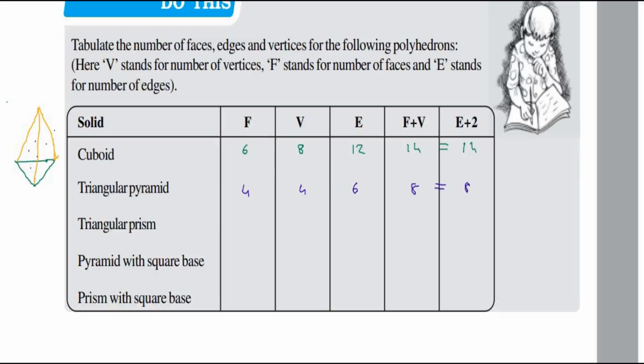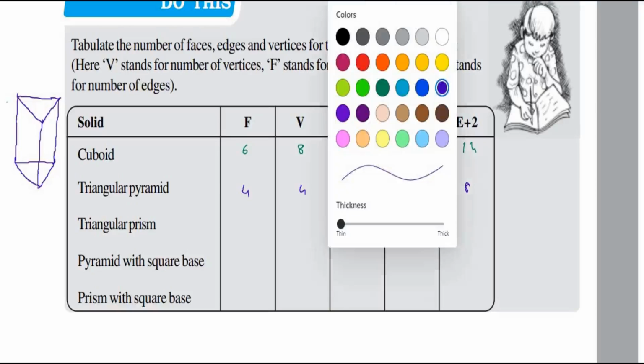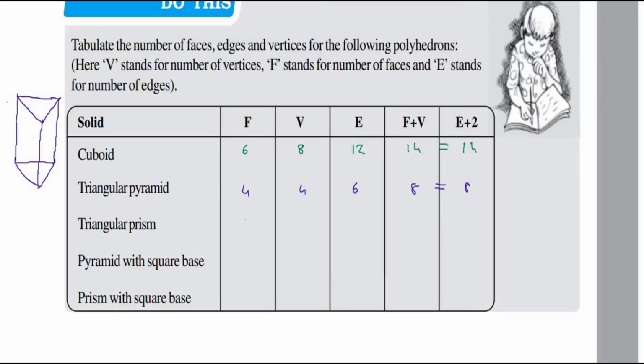Let's talk about triangular prism now. So let's rub this out. Let's take a triangular prism. So in a triangular prism, we have the base and the top. Both are triangles. This is a triangular prism. Now look at this figure. How many faces will it have? The faces means this part. Now 1, 2, 3 at the back, 4 and 5, the top and bottom. So it has 5 faces.